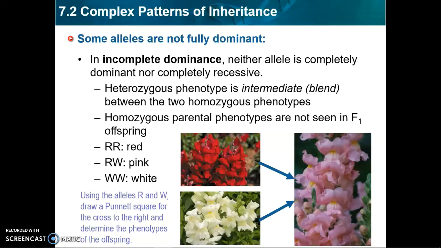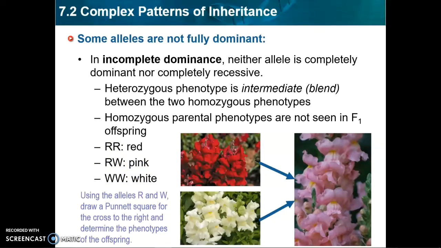So let's talk about how to make a Punnett square for incomplete dominance. You'll notice that we have two different letters. We're not using a capital and a lowercase r because we don't have a true dominant and recessive allele. So we just use two different letters, R for red, W for white, and then if we have RW, we know that we must interpret that as a pink phenotype.